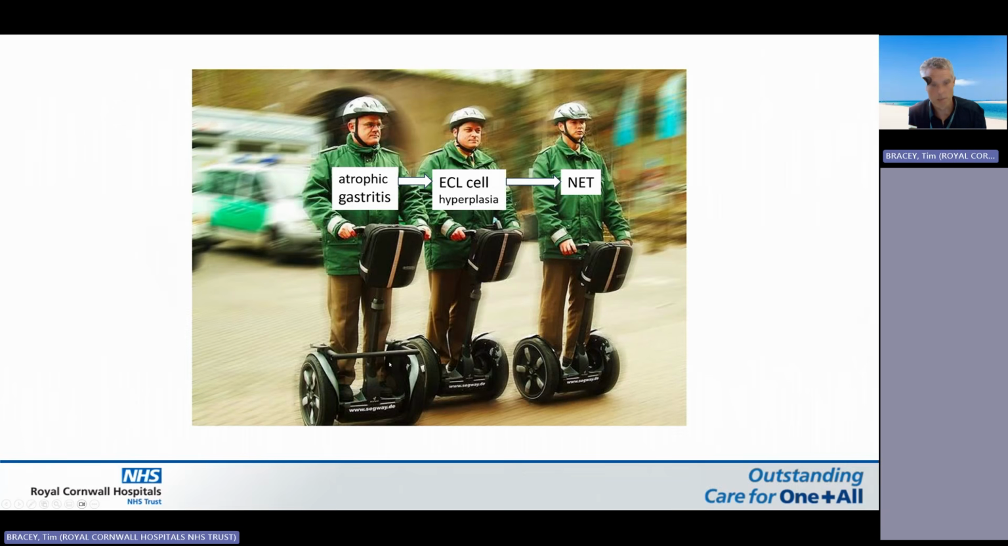So, segue, I thought I'd use segues as a segue to talk about the link between atrophic gastritis, usually autoimmune, to ECL cell hyperplasia, and then neuroendocrine tumours. So this is a smooth segue between ECL cell hyperplasia and how you can imagine those nodules start to coalesce and eventually form tumours.